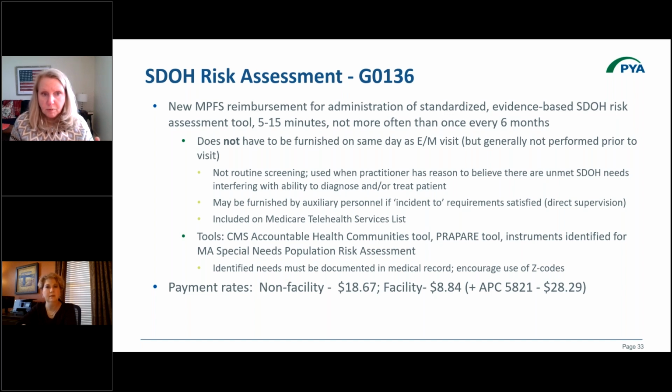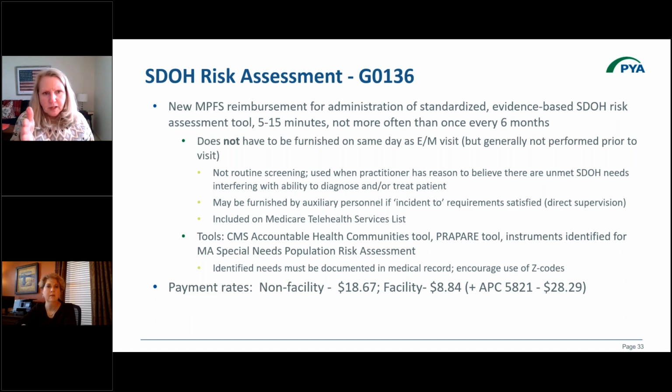The big change from the proposed rule to the final rule is it does not have to be performed on the same day as an E&M visit. It can be performed by clinical staff as long as you meet the incident-to requirements, and it can be done via telehealth so that you don't have to have the patient right in front of you at the time. As you see going forward, you see there the recommended tools to use for these assessments, and you see the payment rates.